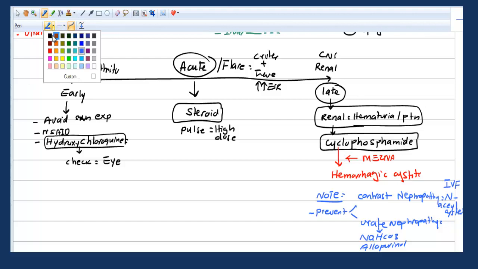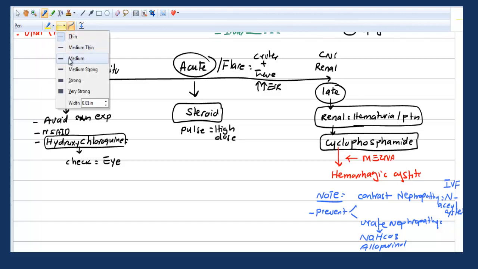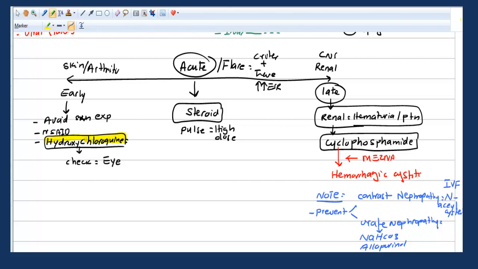I think I'm done with SLE. That's too much detail, but all of these are important. Sure, hydroxychloroquine is important. I mean, this is for early disease. You need to know the drugs. Just 3 drugs: hydroxychloroquine for early, steroid for flare usually, cyclophosphamide for renal problem. Make sure about hemorrhagic cystitis to add Mesna. That's it. Any questions, guys, for SLE before we move to the second topic?